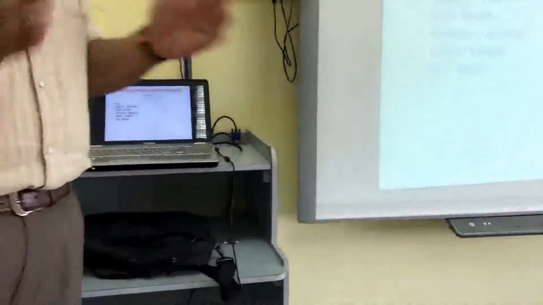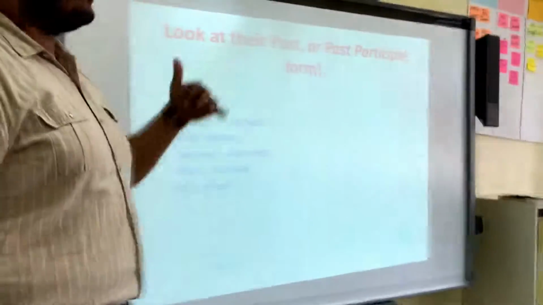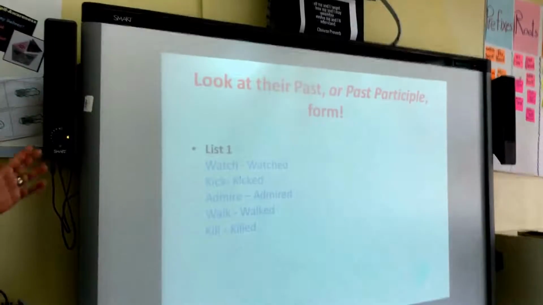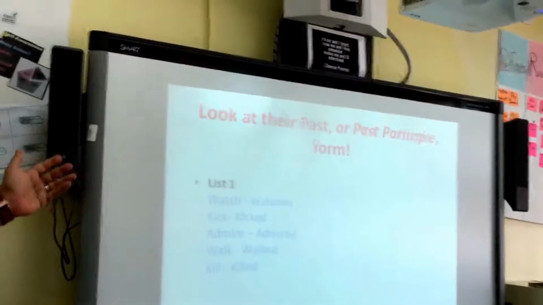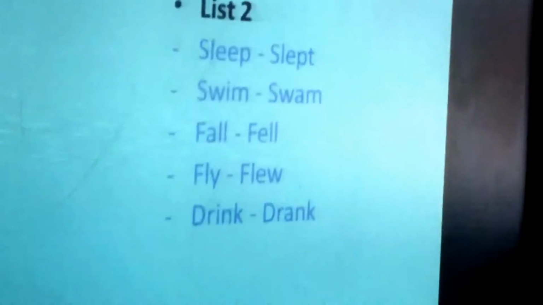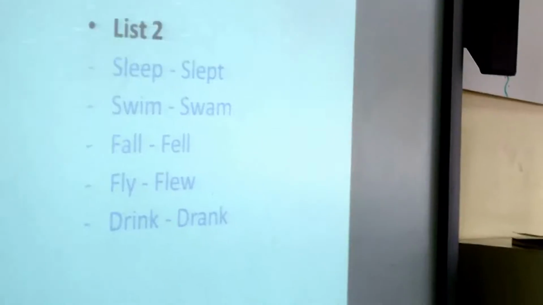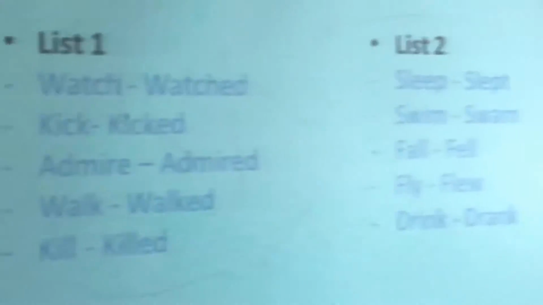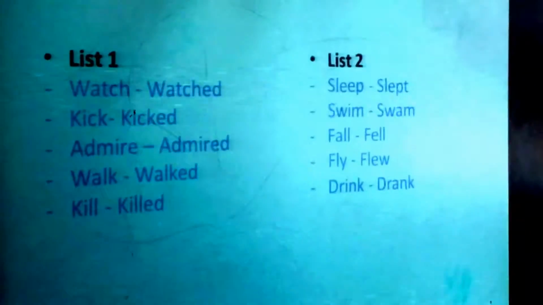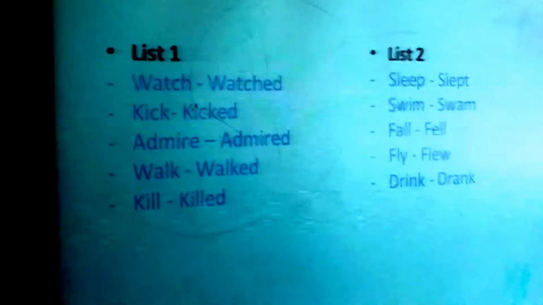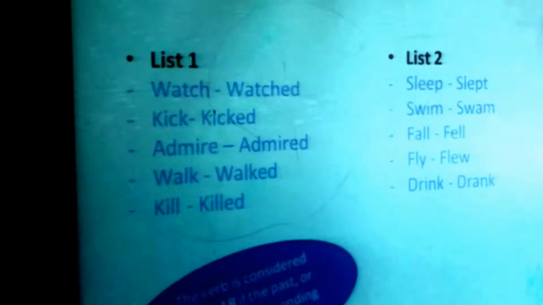So to determine the difference between list 1 and list 2, let's look at their past or past participle forms. So watch tends to be watched, kick, kicked, admire, admired. They're all ending in D or ED. While for the second list in the past, we have a different form. Sleep, slept, swim, swam, fall, fell, fly, flew, drink, drank. And the major difference here is the first one is a regular list of verbs, the second one is an irregular one.